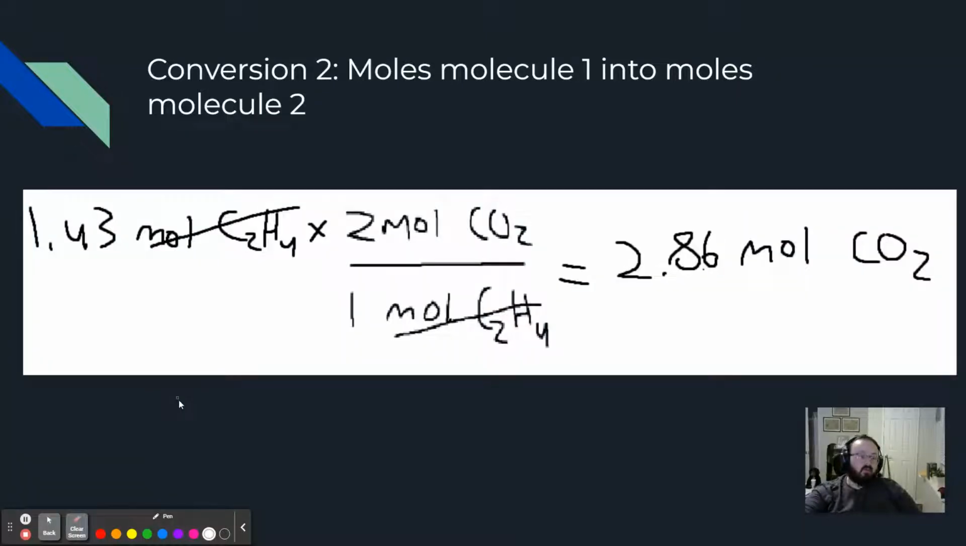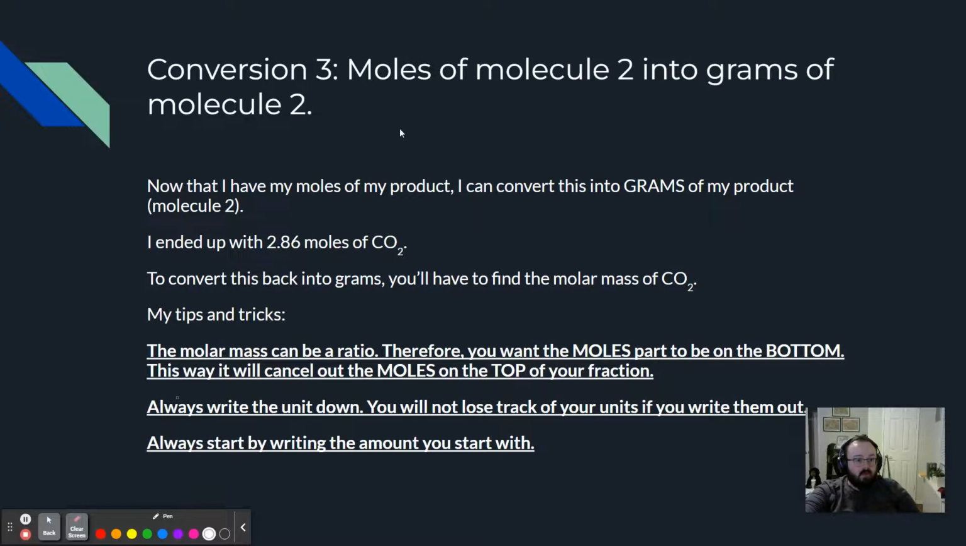Okay? Here is the work. You should have gotten, just multiplying by 2 there, 2.86 moles of carbon dioxide. Now we have to finish this off strong. We got to finish this off strong by converting the moles of that second molecule into the grams of molecule 2 of that carbon dioxide.